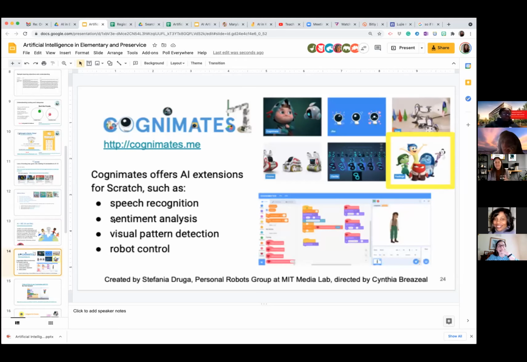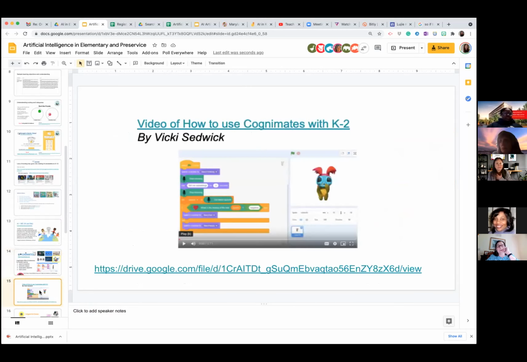Cognimates is fascinating. So there are all these extensions that kids can use with Scratch that let it do all these extra things. And so as Scratch starts including things, they keep, I think, creating new things. So it's a kind of a place to go to see what's on the horizon inside of there.